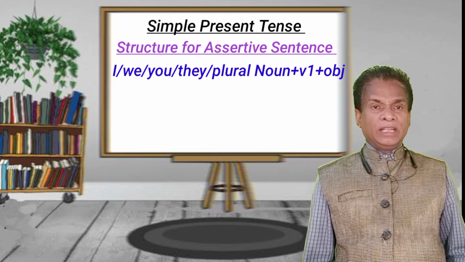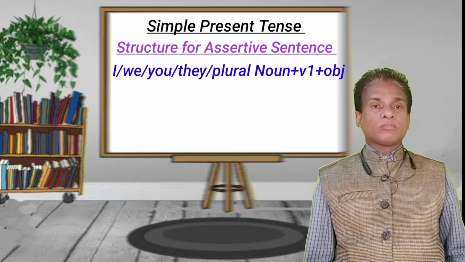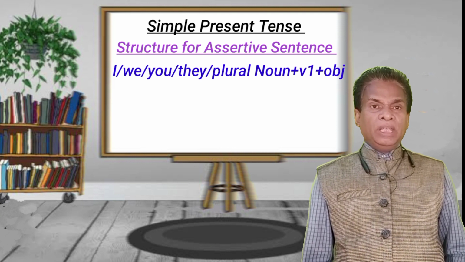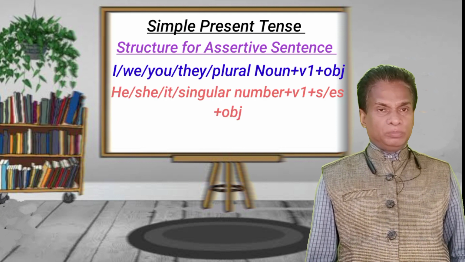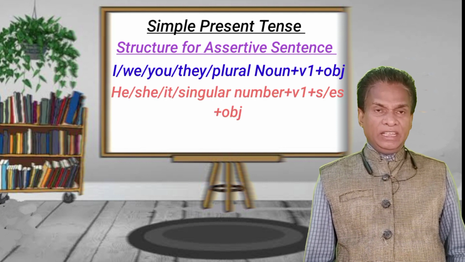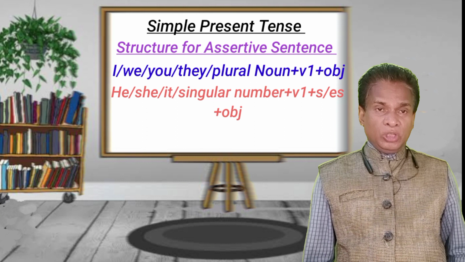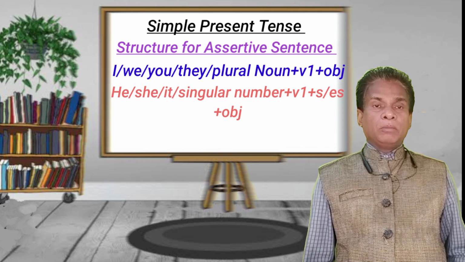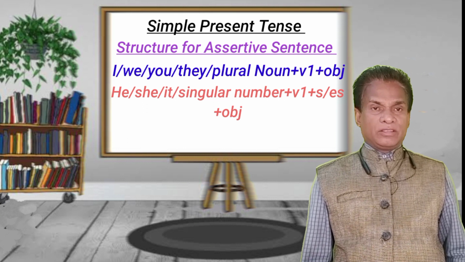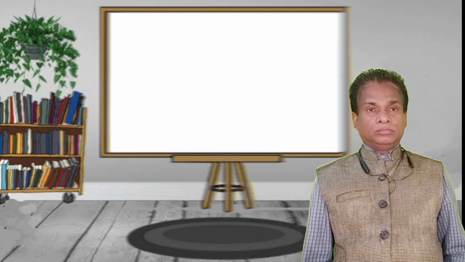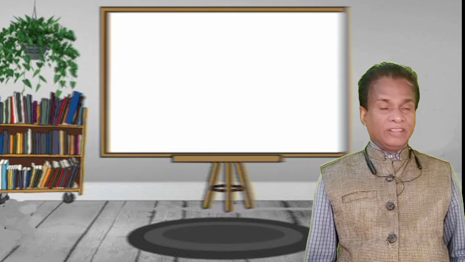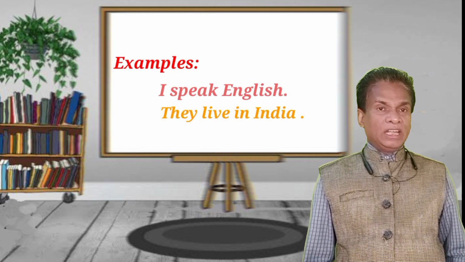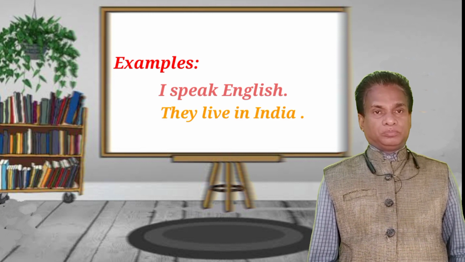Structure for assertive sentences: I, we, you, they, plural number, plus V1 plus object. He, she, it, singular number, plus V1 plus s/es plus object. These are the structures for assertive or declarative sentences. Example: I speak English, they live in India.